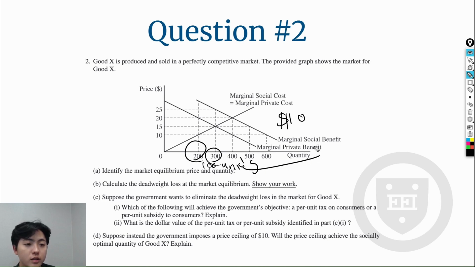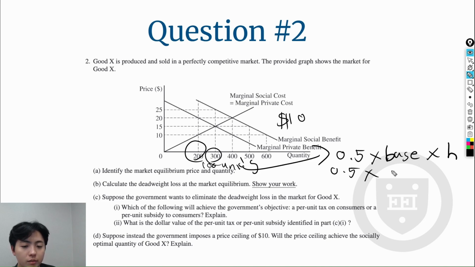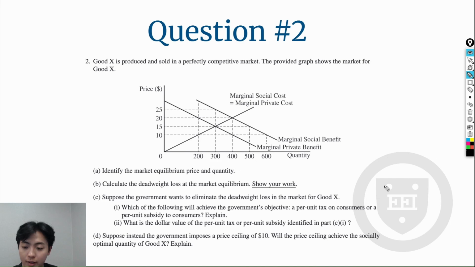And if you apply the formula for deadweight loss, it's 0.5 multiplied by base, multiplied by height, which is 0.5 multiplied by 100 times 10, which is ultimately 500. So the deadweight loss is 500 at the end of the day.